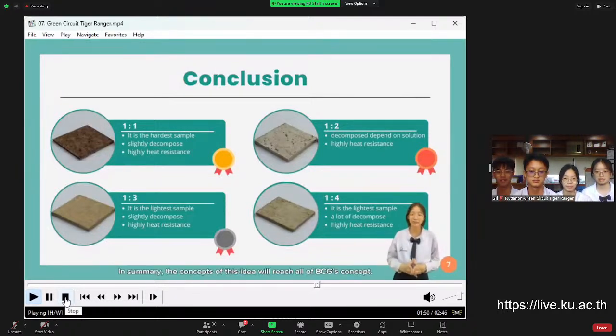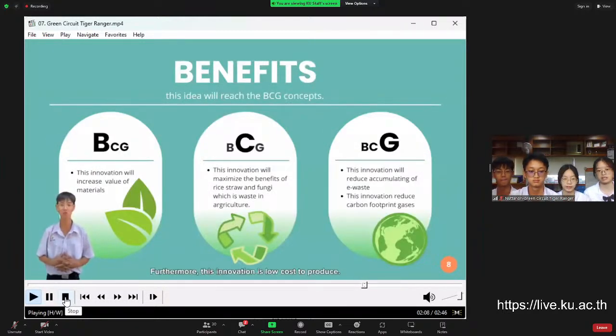In summary, this idea covers all of the BCG concept. It won't be toxic when released to the environment. It will reduce the accumulation of e-waste and carbon footprint emissions. This innovation will maximize the benefit of rice flour and fungi, which are based in agriculture. Furthermore, this innovation is low cost to produce. In the future, we can develop this to use with other devices.